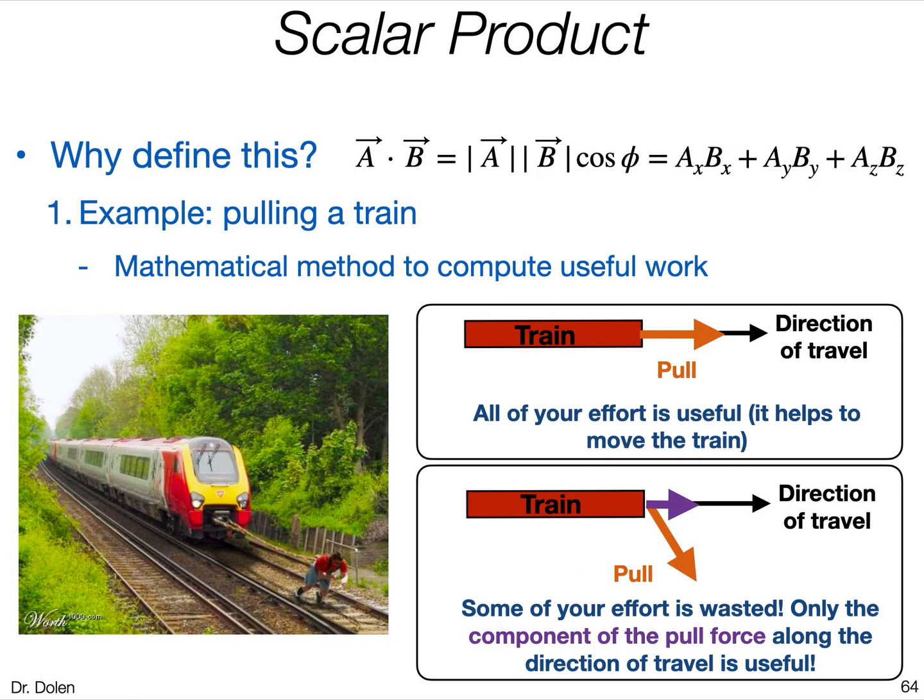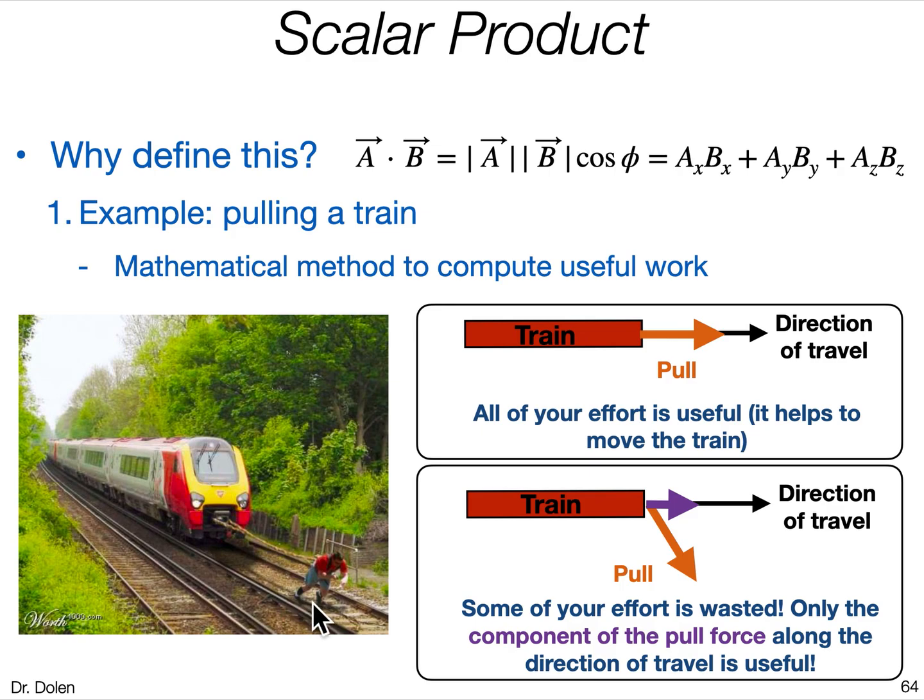Now let's talk about why we are using the scalar product in physics. Why is this kind of weird mathematical definition useful to us in a physics context? The example I like to always use is pulling a train. The scalar product is a mathematical method we can use to compute useful work. So when we get many chapters from now and define things like work and energy, it turns out we're going to have to use the scalar product to define a real physical observation about an example like pulling a train, and calculating something called work.